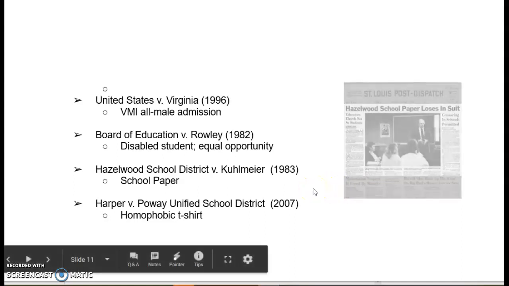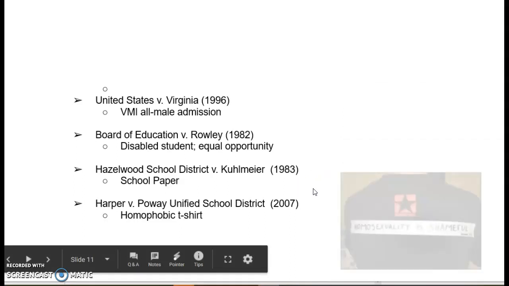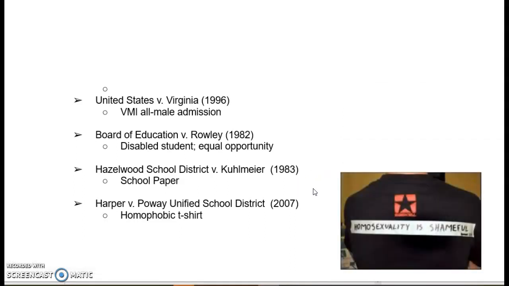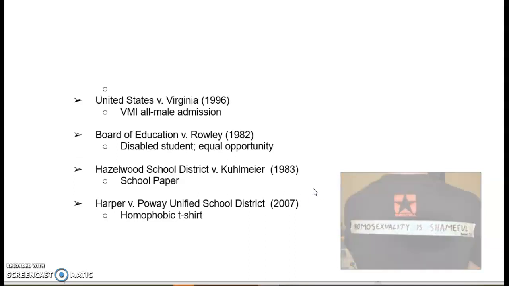And then Harper v. Poway was about a student who showed up to school with a homophobic shirt and argued that he had the right to free speech. And the court in that case as well said free speech is not permitted if it is harmful. So obviously students who are homosexual would be greatly offended, and it would lead to a hostile school environment.